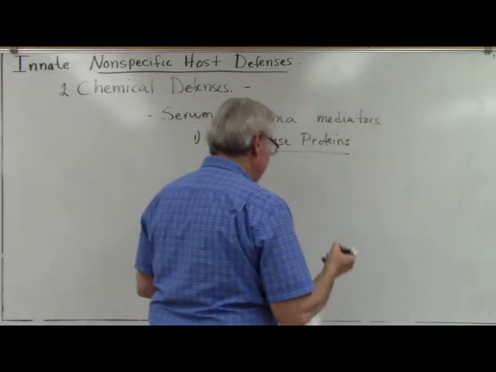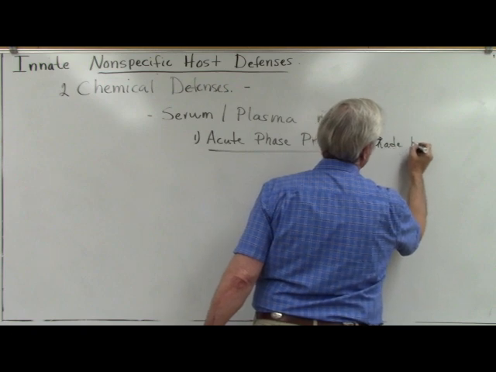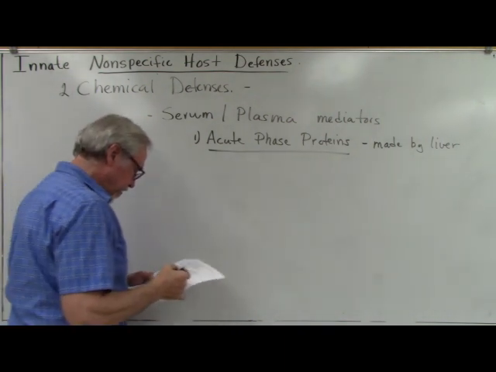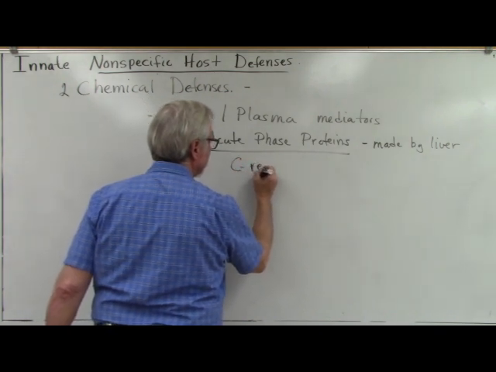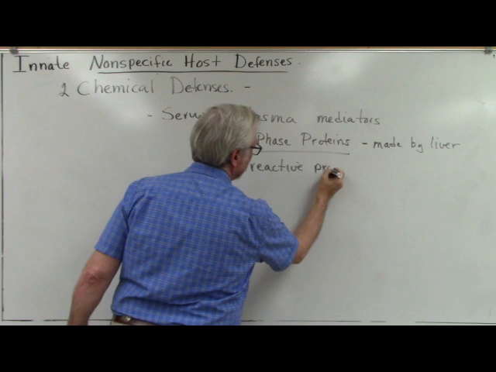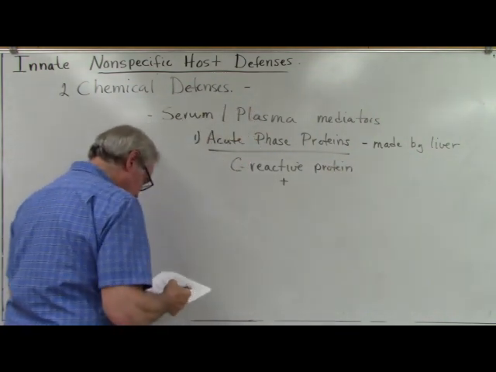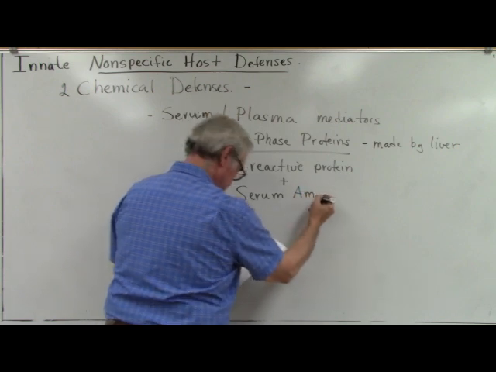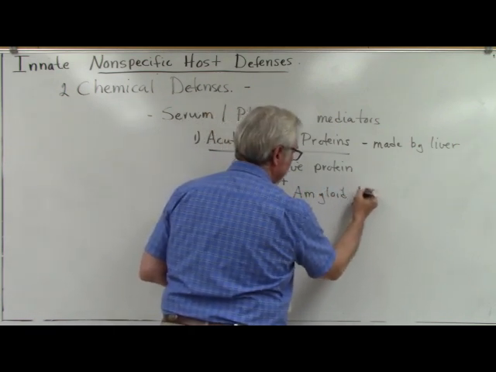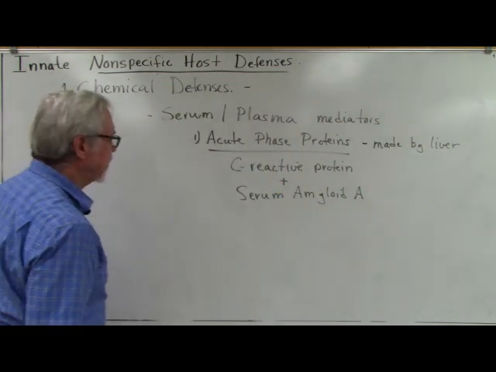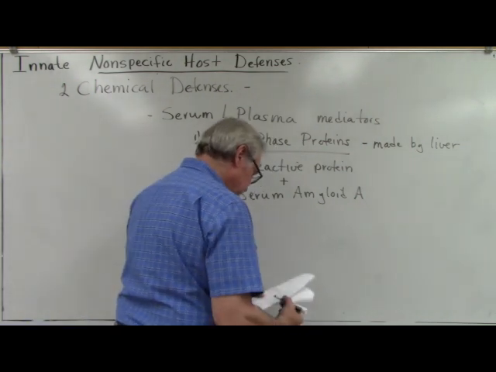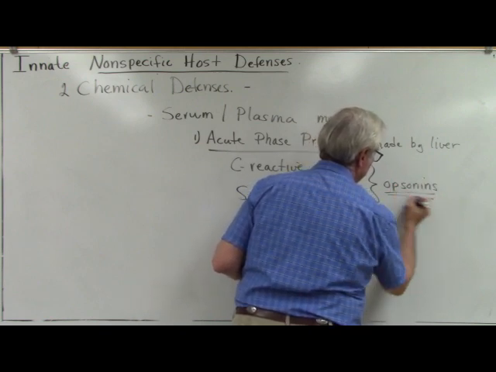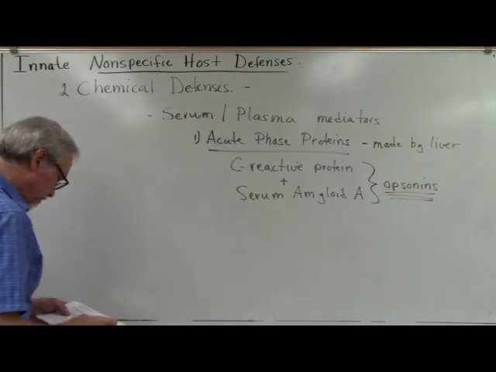These proteins, there's a number of them. They're made by the liver. And they include C-reactive protein and serum amyloid A. C-reactive protein and serum amyloid A function as what we call opsonins. And what opsonins do is they target and coat bacteria.